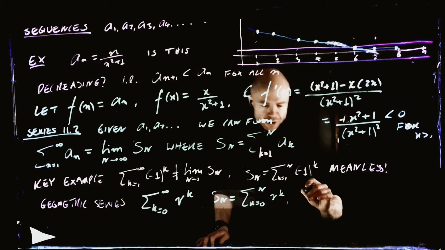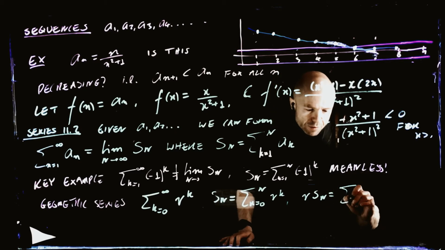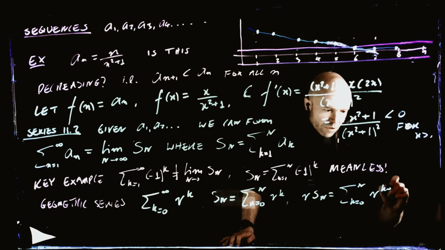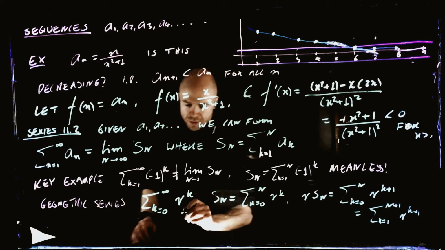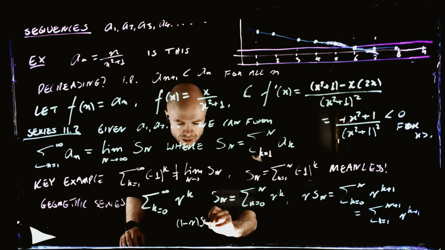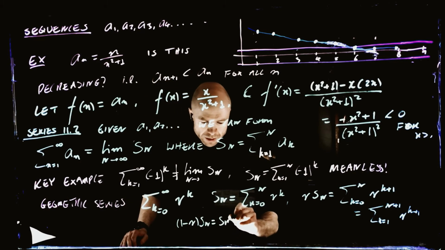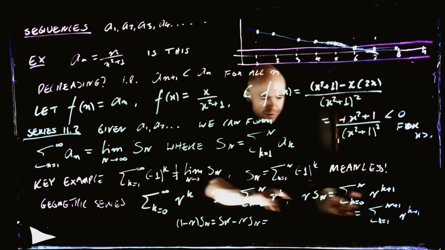then a little bit of algebra shows that if we multiply it by r, then we get the sum from k equals 0 to N of r to the k plus 1, which is the same as the sum from k equals 1 to capital N plus 1 of r to the k plus 1. So then we can take this thing away from Sn, so we're going to have 1 minus r Sn. It's the same as taking Sn and then subtracting r times Sn. And then what do we get when we take this thing and subtract this thing?